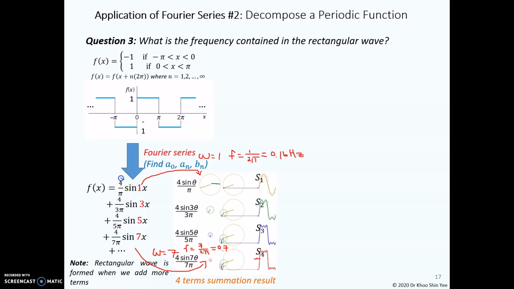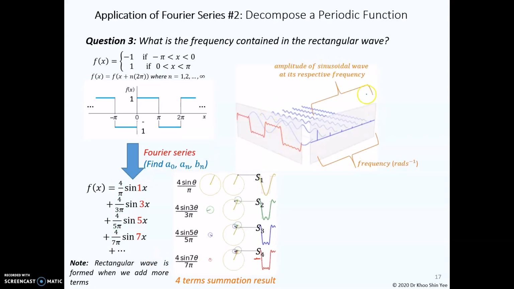You can obtain the amplitude information from here. So this 4 over pi is the amplitude for the first term. 4 over 3 pi is smaller than 4 over pi, which is the amplitude for the second term here. 4 over 5 pi is the amplitude for the third term here. And lastly, you have 4 over 7 pi, which is the smallest amplitude among these 4 terms. Therefore, it has the smallest circle. This is the graphical representation of what we are doing so far.